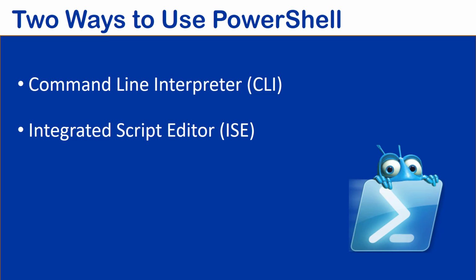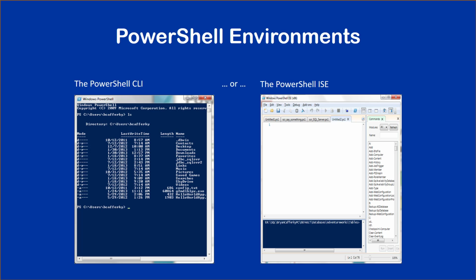Now, as I mentioned, there's two ways to use PowerShell. There's the command line interpreter, known as the CLI, and there's the integrated script editor, the ISE. And this kind of gives you a picture of what each one looks like. So when we go into the CLI, which is on the left, you can see in this little window, I typed in ls to get a directory of files, and then it gave me a listing. And it's just a prompt.